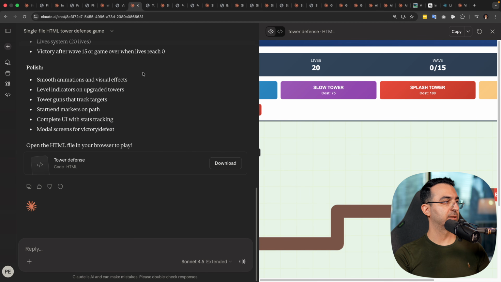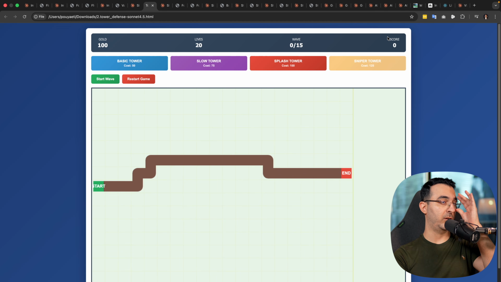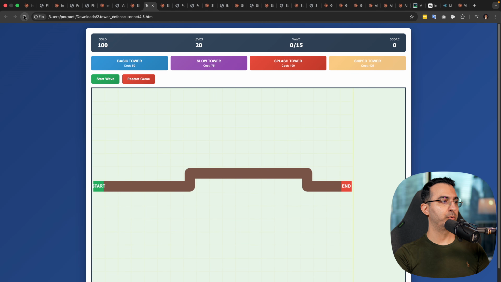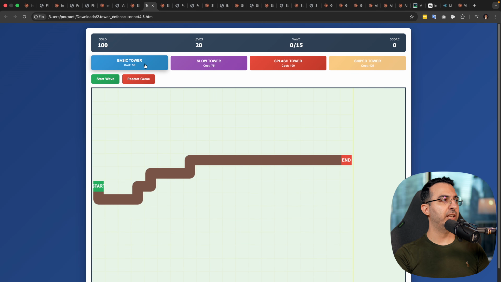So this was the first result we got from Sonnet 4.5, and I opened it separately on a new page. So here at the top, we can select our towers, and let me just refresh it. Every time you refresh it, you get a new path. And here you can select the towers that you want. We have 100 gold, 20 lives, and 15 waves, and a score. So I'm going to build 2 towers, and I cannot deselect it. Okay, and let's click on start wave.